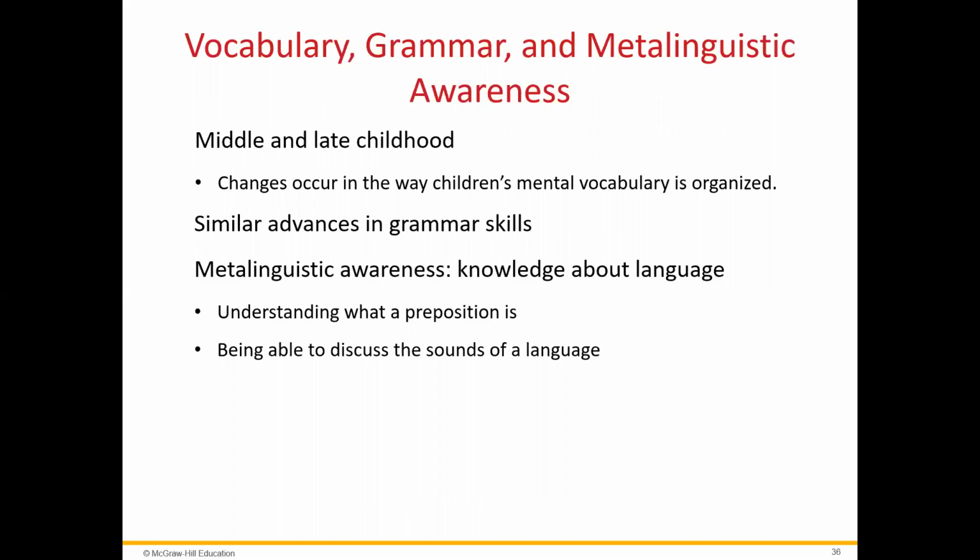So in middle and late childhood, there are some changes in the way a child's mental vocabulary is organized. They start to organize their words by parts of speech. If you do a little test with preschoolers versus elementary school children, where you give them a word and ask them to say the first word that comes to mind, some typical results are that for a preschooler, if I was to say the word dog, they might say something like barks or licks. If I say the word eat, they might say something like lunch or food.